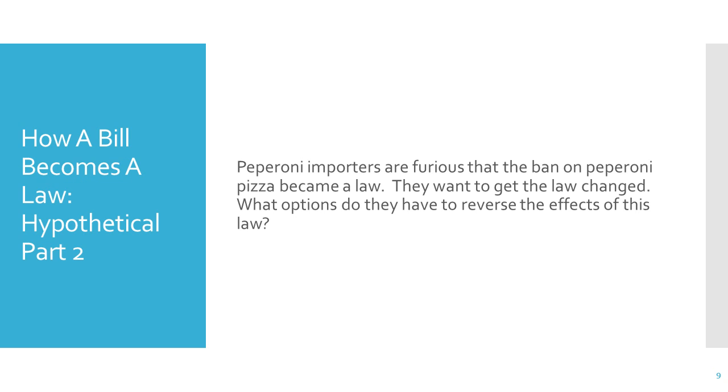The other way they could do it is the judicial route. So they could bring a lawsuit arguing that their constitutional rights had been violated by this law. If that happened, the Supreme Court would hear arguments, try to figure out exactly where in the Constitution pepperoni pizza is protected, and if it found that in fact their rights had been violated, they would strike down the law, and the pepperoni pizza law would go the way of the dodo.